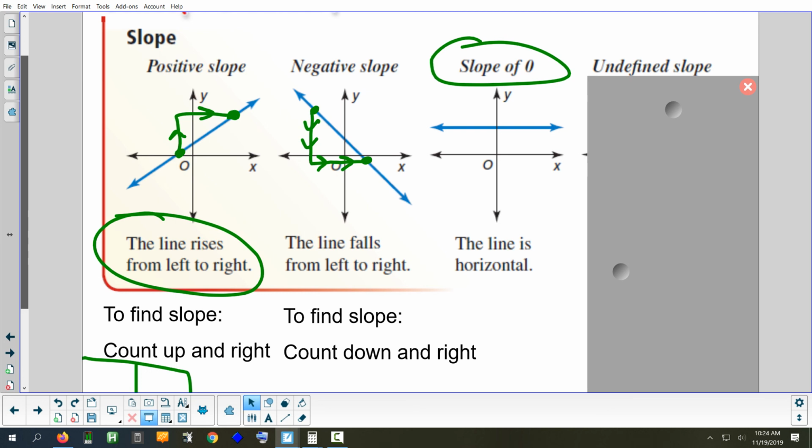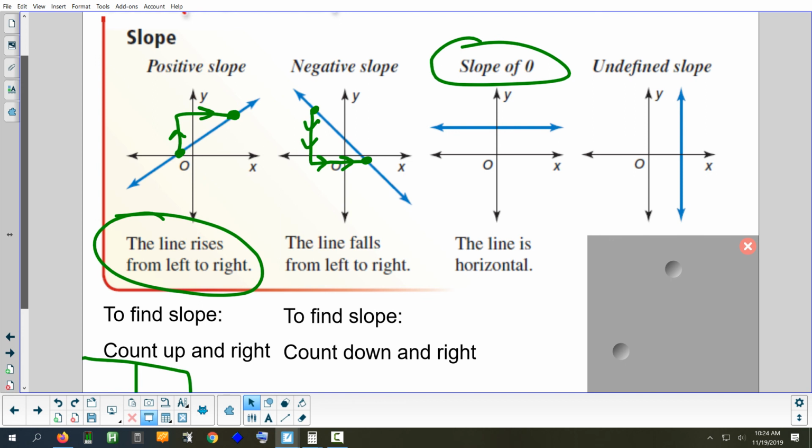And what do you think this one would be? What kind of line? It's another special case. Undefined. It's an undefined slope. But what kind of line? It's vertical. Because think about vertical. Vertical is so steep you couldn't even stand on it. If a wall is vertical, it's so steep that we can't even describe it. So that's called an undefined slope.